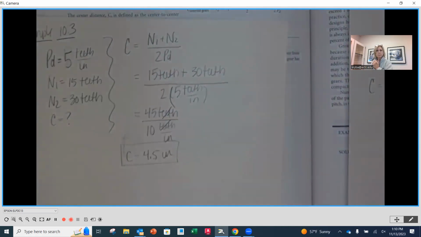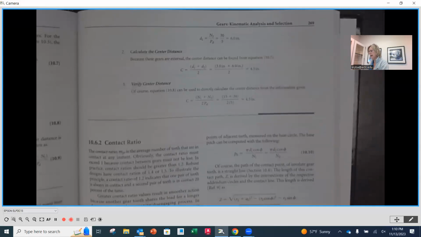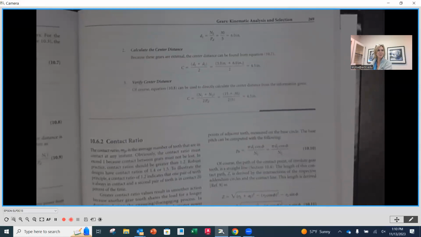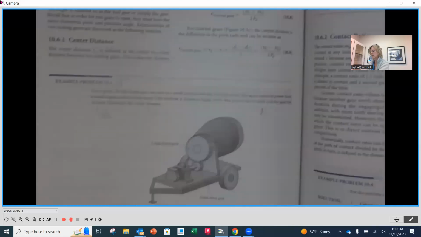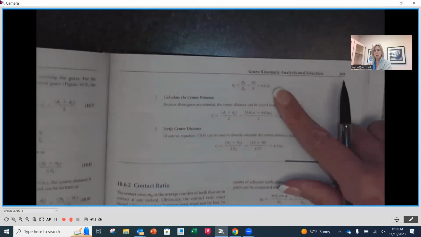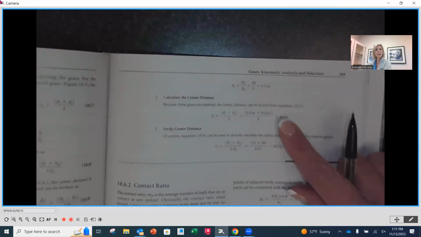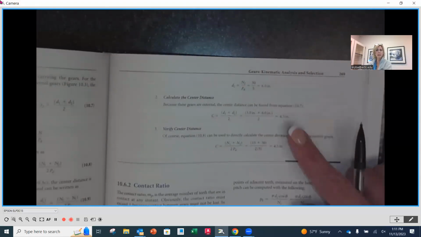Did you guys get the same number? Okay. And if you check at the top of page 269, that's what they have up there as well. And they used it the second time here. Now they did it with both equations. So let's practice using that diametral pitch, pitch diameter, and number of teeth relationship. What they did is they first calculated the pitch diameter for the pinion, then the pitch diameter for the gear. Then they took those 2 pitch diameters, added them together and divided by 2 and got the same number. So really it was a check to make sure.